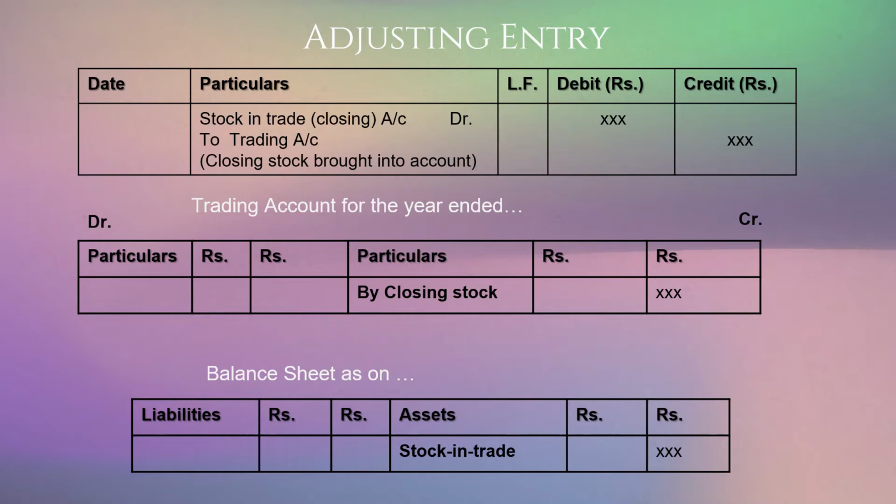See, all the adjustments you have to keep in your mind. It should be shown in two places. One is either in the trading account or in the profit and loss account, and finally you have to show it in the balance sheet. So in order to show it in the balance sheet, you have to know whether it is an asset or liability. So here stock is an asset, so you have to show it on the asset side.